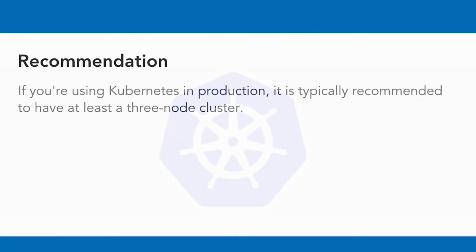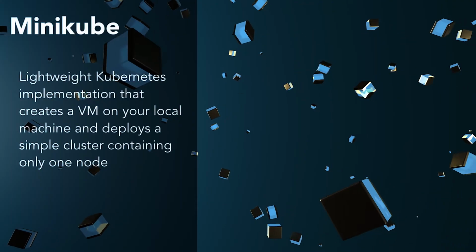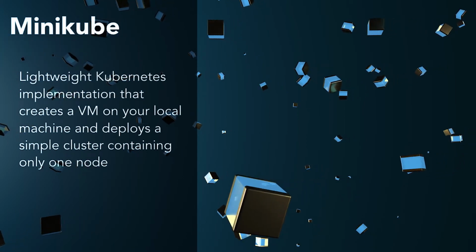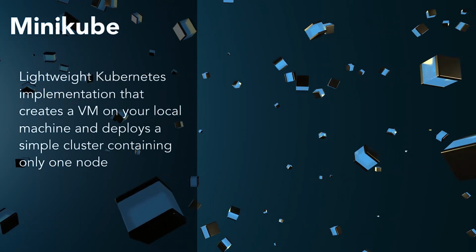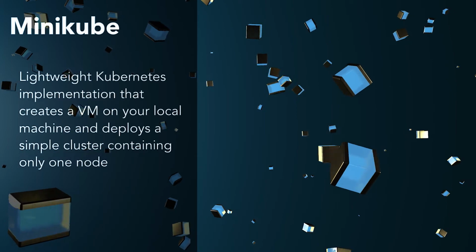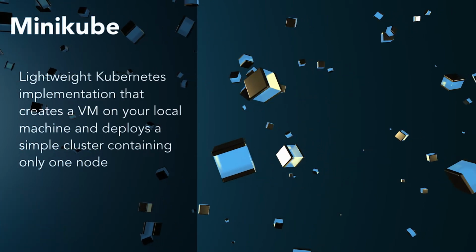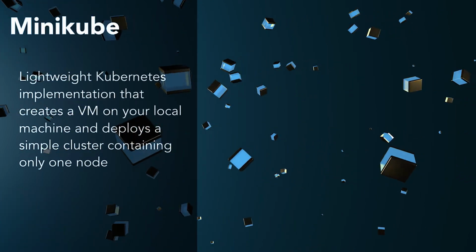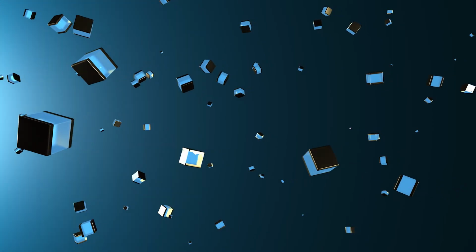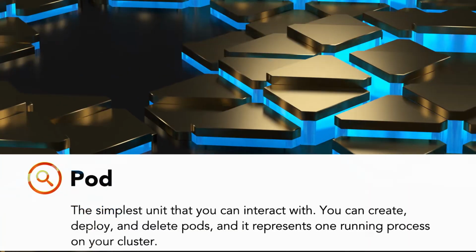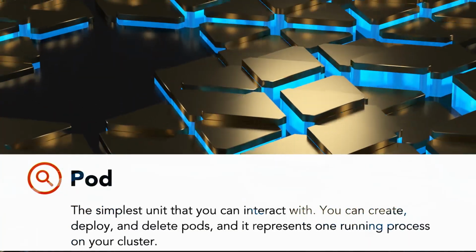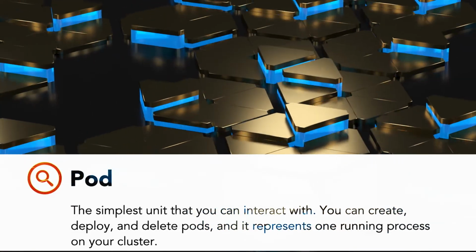One thing to note is that if you're using Kubernetes in a production-like setting, it's recommended that you have at least a 3-node cluster. For this course, we will use Minikube, which is a tool to run Kubernetes locally. It's a lightweight Kubernetes implementation that creates a virtual machine on your local box and deploys a simple cluster containing one single node.